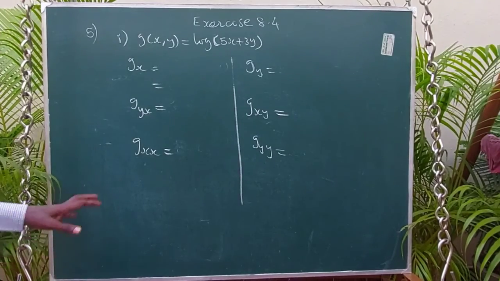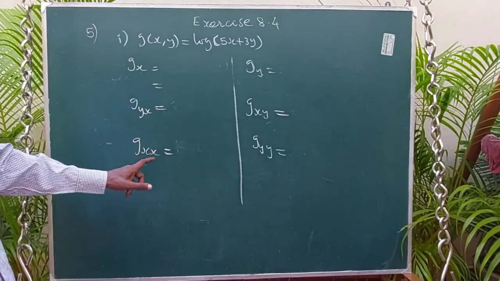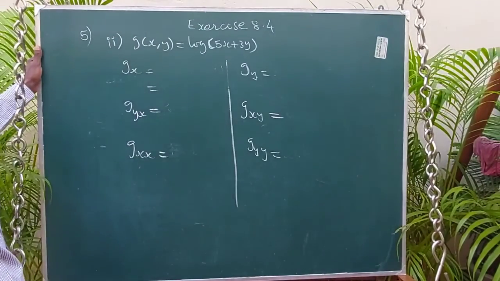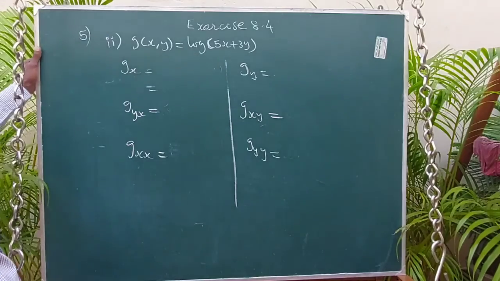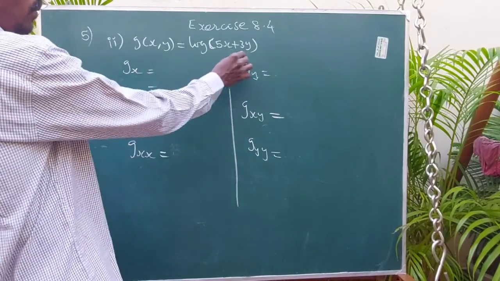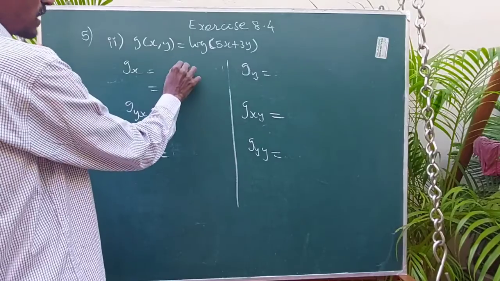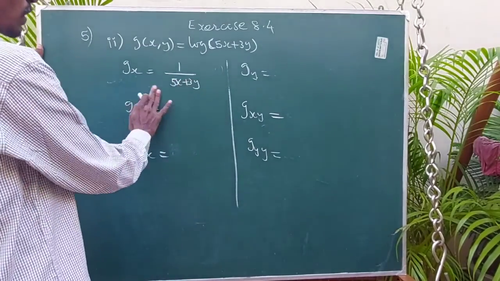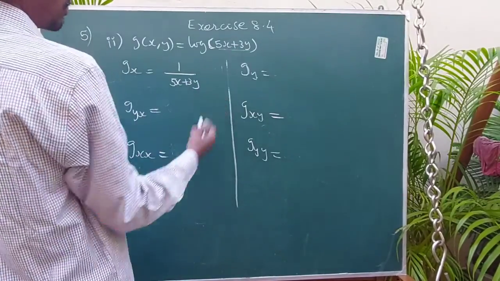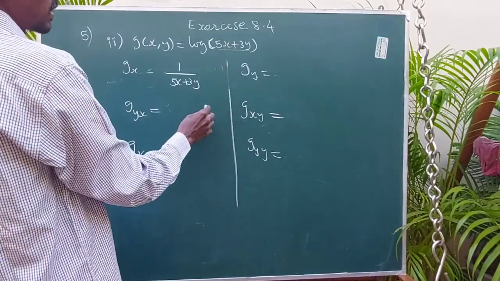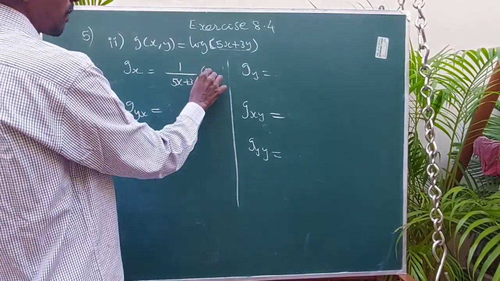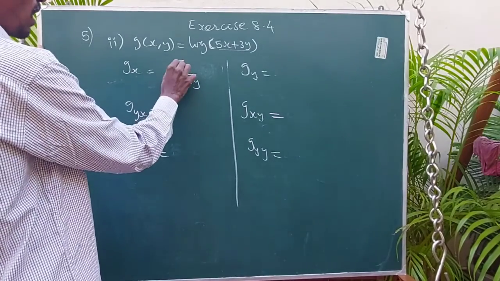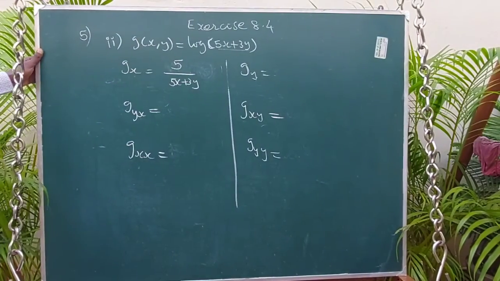Second subdivision, our aim is again to find g of xy, g of yx, g of xx and g of yy. The subdivision question is g of x comma y is log of 5x plus 3y. So with respect to x, imagine y as constant, log differentiation is 1 by x, so 1 by 5x plus 3y. Again, inner function differentiation: 5 is a constant, differentiation of x is 1, so into 5. Plus 3y differentiation 0, so we can write it directly as 5 divided by 5x plus 3y.